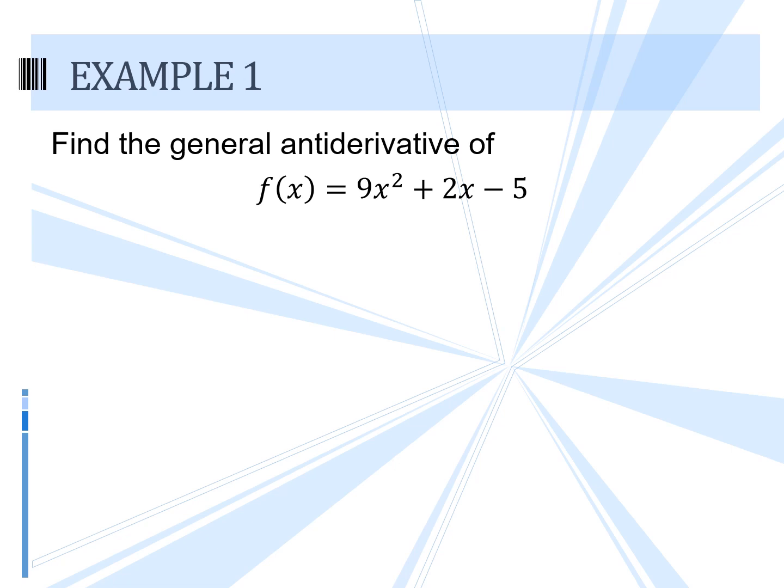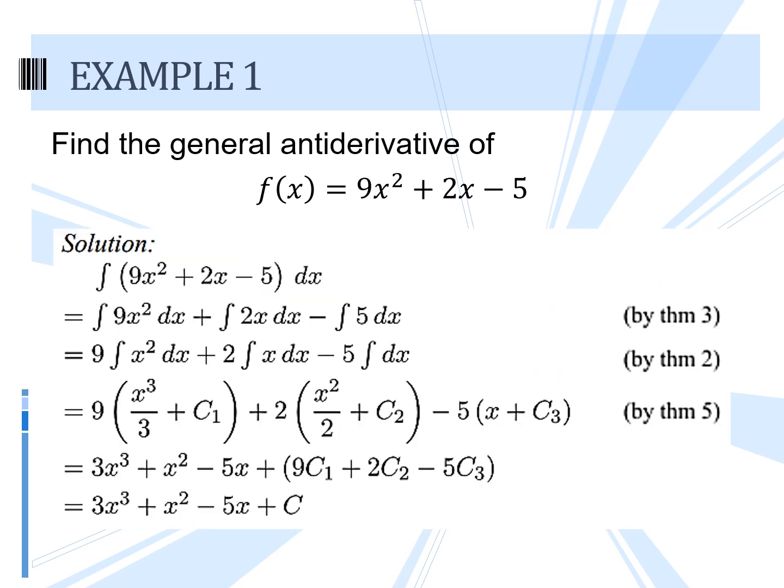Find the general antiderivative of f of x equals 9x squared plus 2x minus 5. By Theorem 3, we have the integral of 9x squared dx plus the integral of 2x dx minus the integral of 5 dx. By Theorem 2, we have 9 times the integral of x squared dx plus 2 times the integral of x dx minus 5 times the integral of dx.